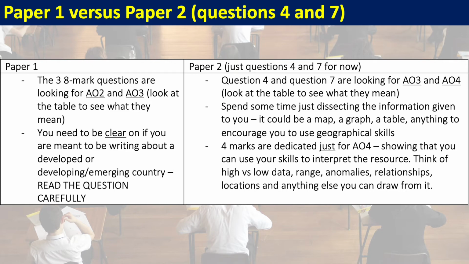Now on paper 2, there's more than 2 8 markers, but the ones we're focusing on are just questions 4 and 7 on every paper 2. Question 4 and question 7 present something that you have not seen before. So it could be a thematic map, it could be an article, it can be a table of data, it could be a graph. It's asking you for AO3, just like the paper 1 questions, but now it's asking you for AO4. Take some time to rewind and just double check that you know what we mean by Assessment Objective 3 and Assessment Objective 4.